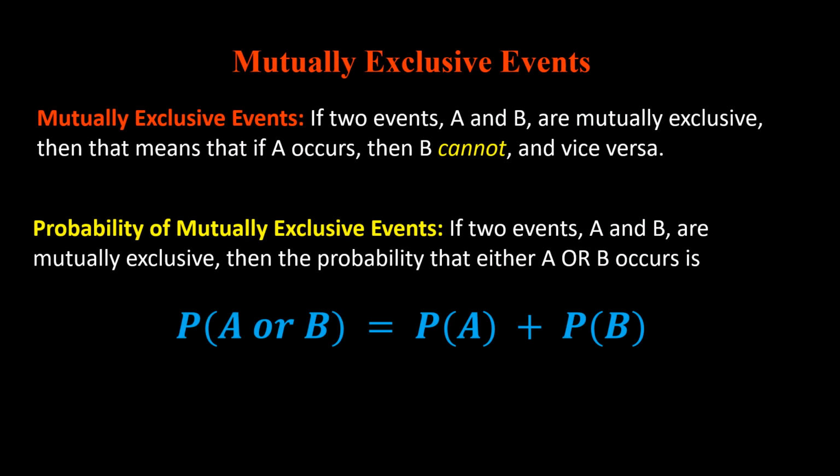By mutually exclusive, we mean that if we have two events, A and B, we say that if A occurs, then B cannot occur. And if B occurs, then A cannot occur. We represent this by the formula shown.